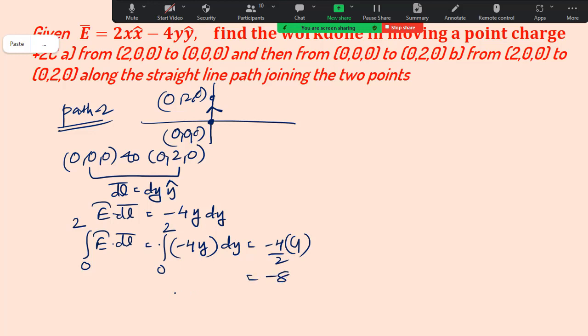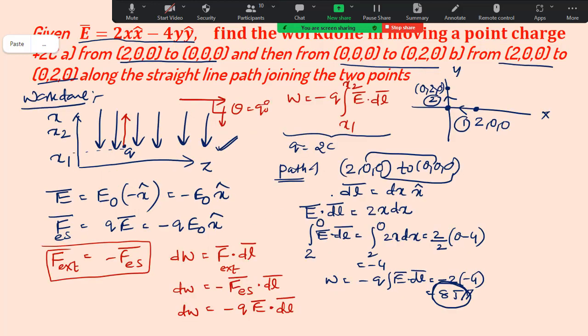Then you calculate the work related to this particular path 2. We have to multiply with minus q, that's it. So minus q times the integral of E bar dot dl bar is equal to minus 2 times minus 8, which is 16 joules of work required to move the charge from (0,0,0) to (0,2,0). That is the meaning of this. Then part A is actually the first path work plus the second path work. Consider this as W2; in the previous case whatever we got is W1.